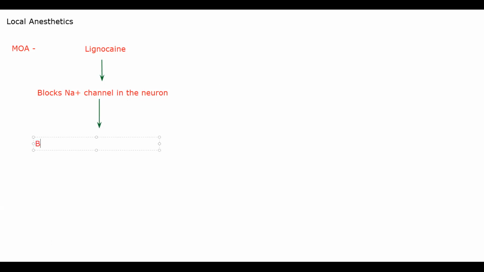which in turn blocks entry of sodium into the neuron. If there is no sodium coming into the neuron, there is no impulse conduction. Impulse generation neither will occur. So this basically causes no generation and conduction of action potential.